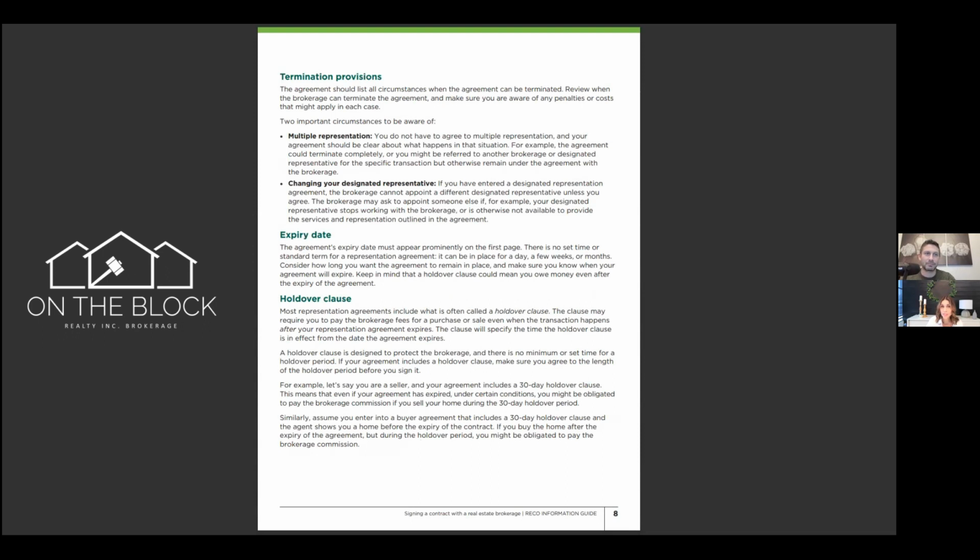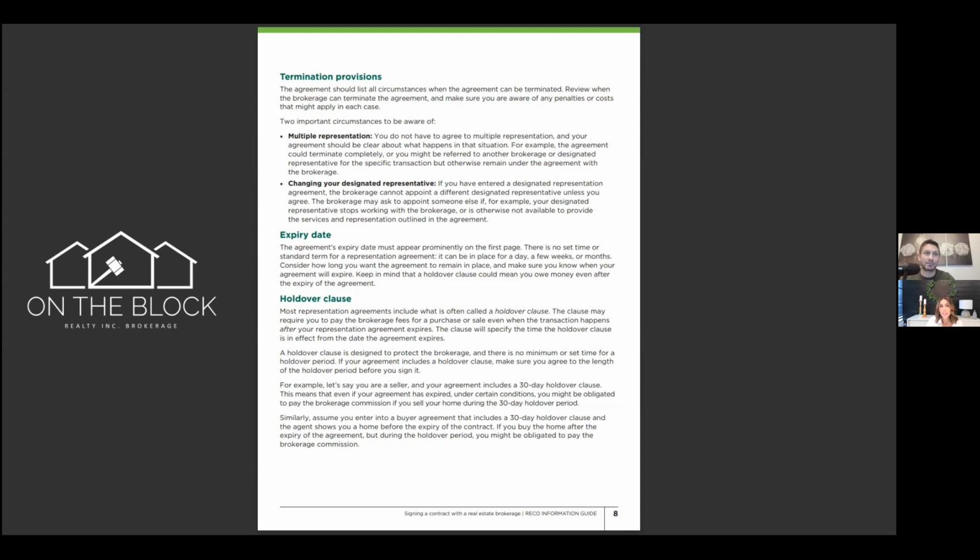One is multiple representation. In the event a client does not agree to multiple representation, there may be the possibility of termination or the assignment of the client to another designated representative. This should be explained fully. Another scenario that should be addressed is a situation where your designated representative is no longer available, perhaps for a vacation or because they leave the brokerage entirely. What happens in this situation should be clearly explained.